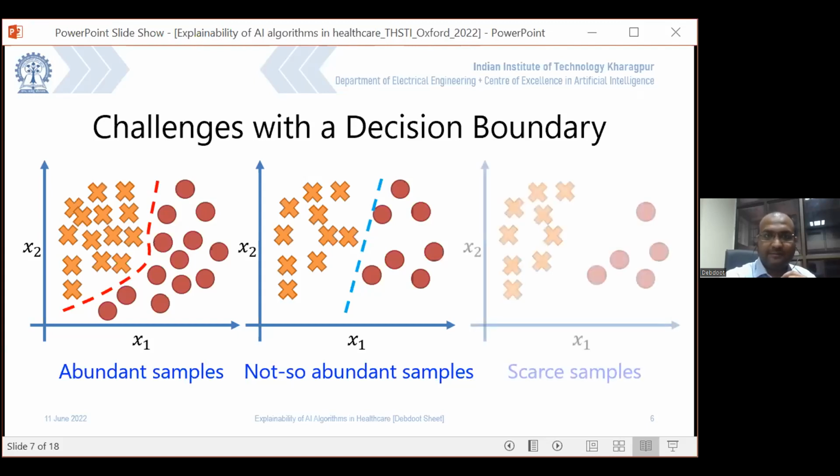The real challenge in the actual real world is when we are in the scarce sample case. So we have so few samples, it really becomes problematic. In the first case, the straight line actually fits well, but then this can be one possibility, this can be another possibility, this can be another possibility. And there can be tons of those possibilities which can arise over here.